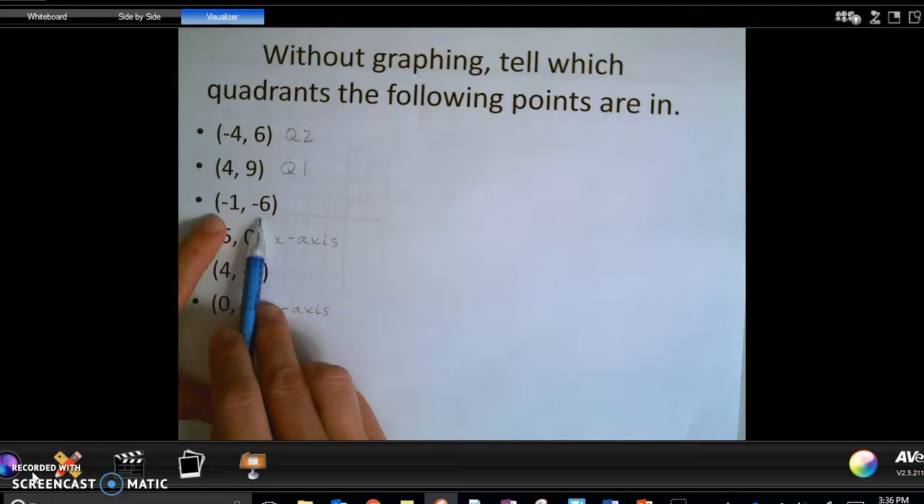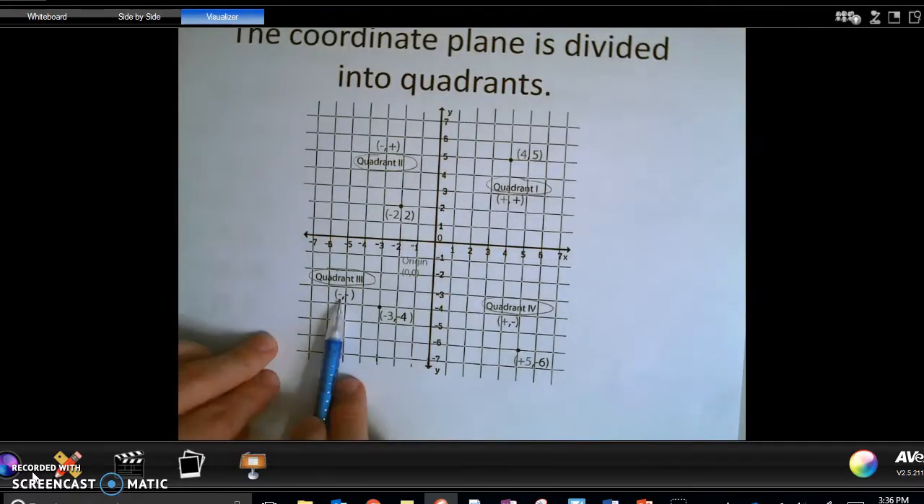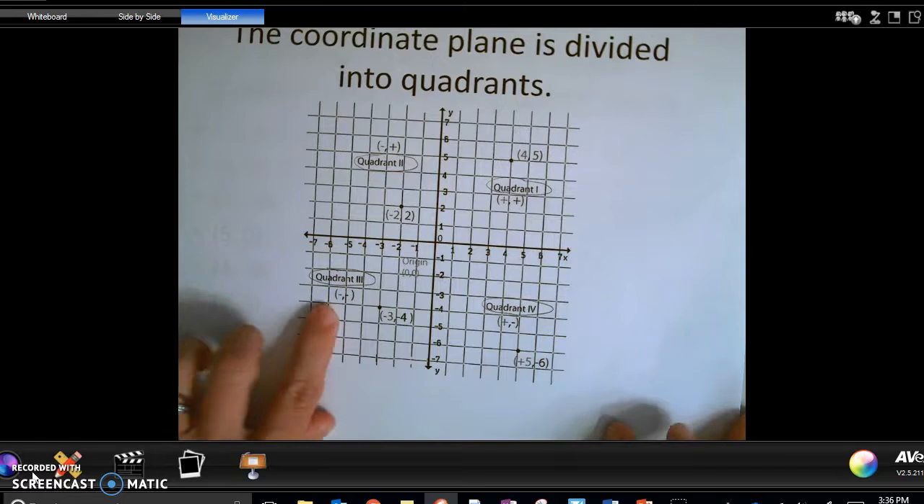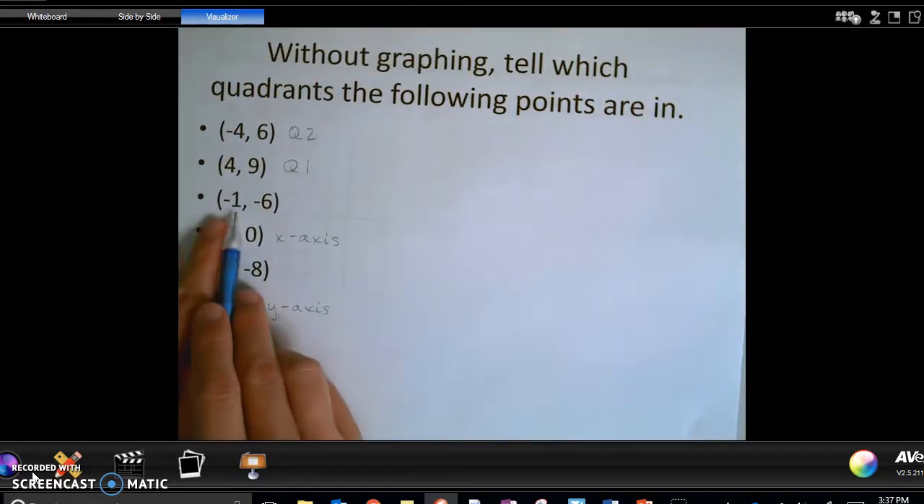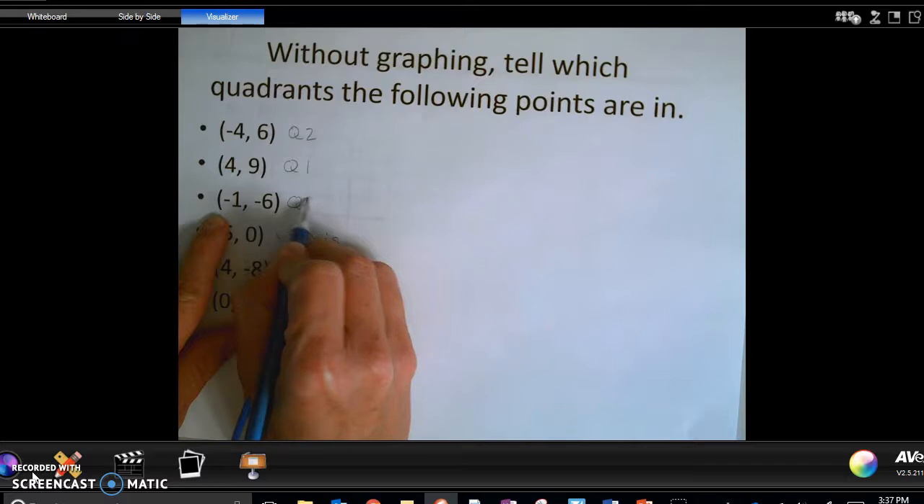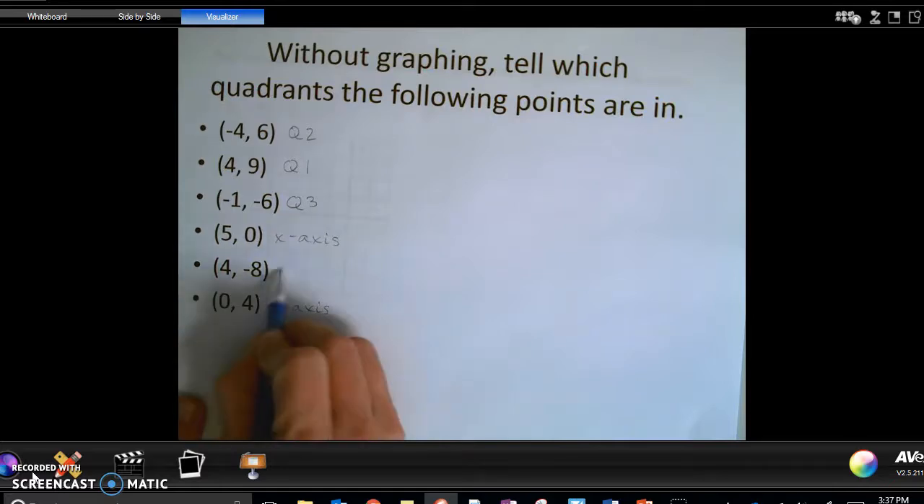Here I have a negative x, but also a negative y. Here I have a positive x and a negative y. So no more points in quadrant 2, but as I move around to quadrant 3, I'm looking for a negative x and a negative y value, which would be a good example here, -1, -6. And finally, if I have a positive x but a negative y value, that's going to put me in quadrant 4.